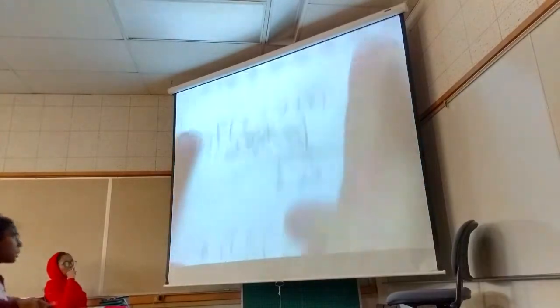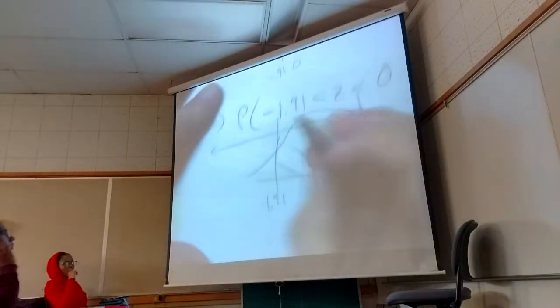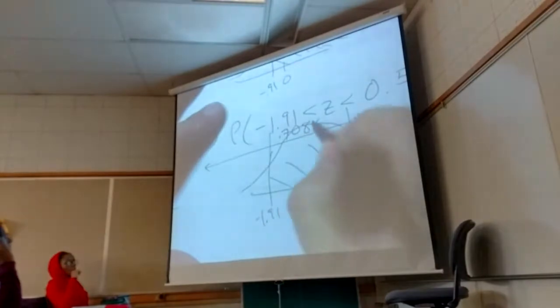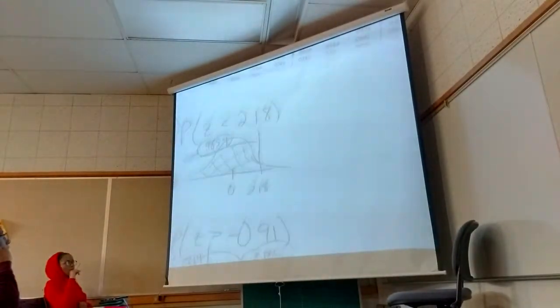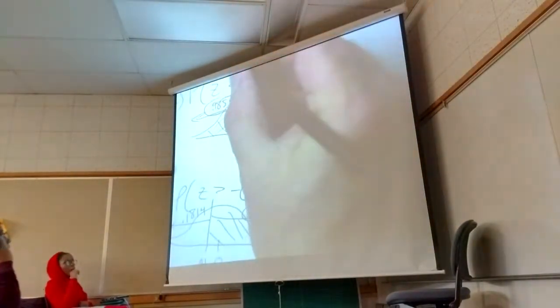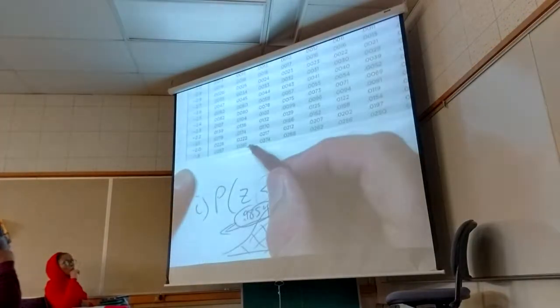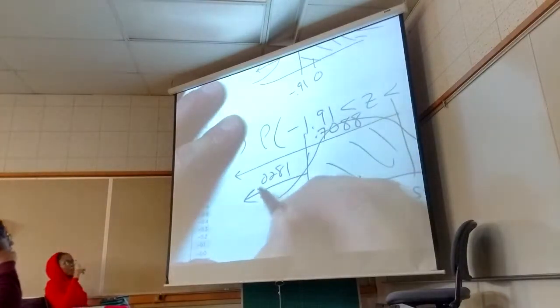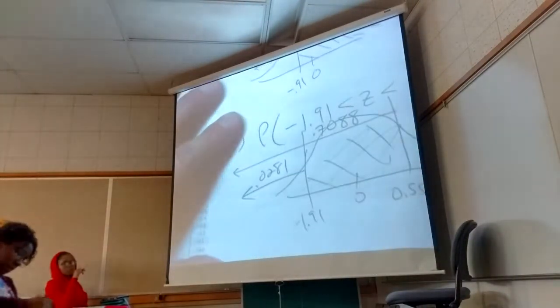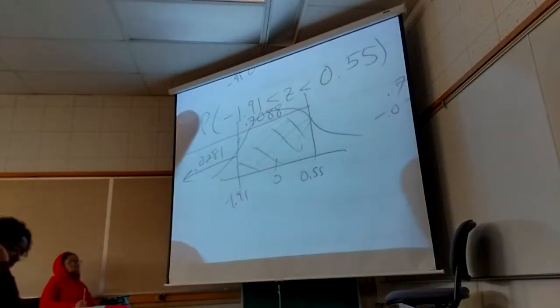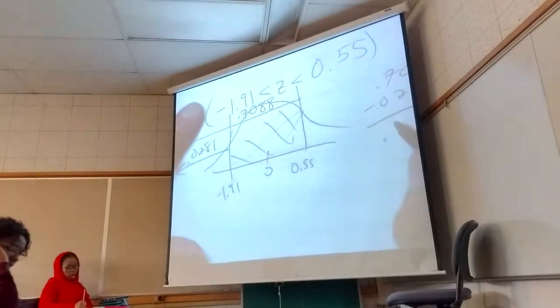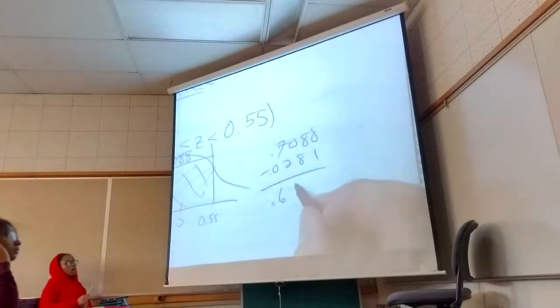0.7088, the guess. So that's going to be all this area. That's too much area. What's this area? Negative 1.91. Whoa. I get 0.0281. So then how do I get this area? Yeah. So 0.7088 minus 0.0281 is 0.68.